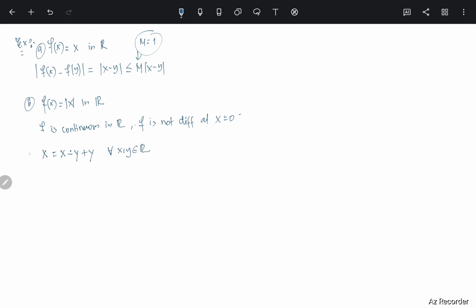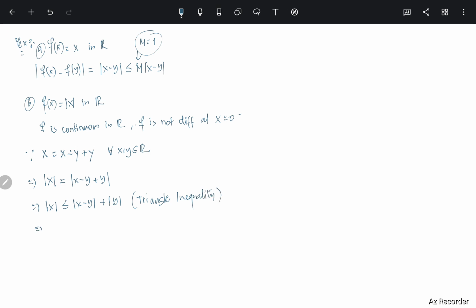Since then you see mod x is always less than mod of x minus y plus y. I can take the modulus on both sides. This is the modulus function, right? So you see, mod x is less than or equal to mod of x minus y plus mod y, right? So this is the triangle inequality. Of course, the triangle inequality holds in R.